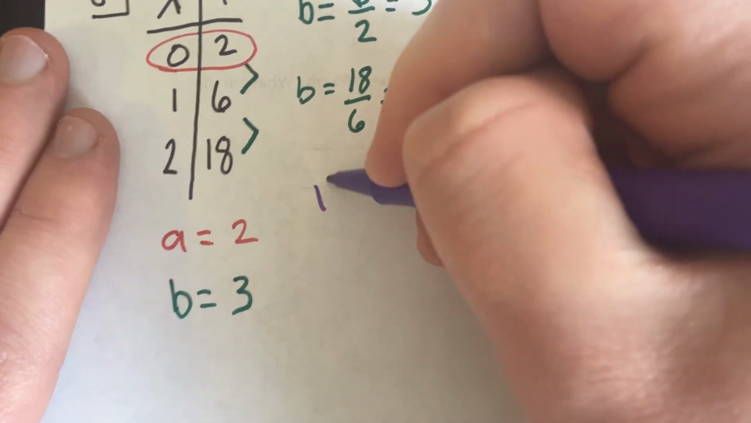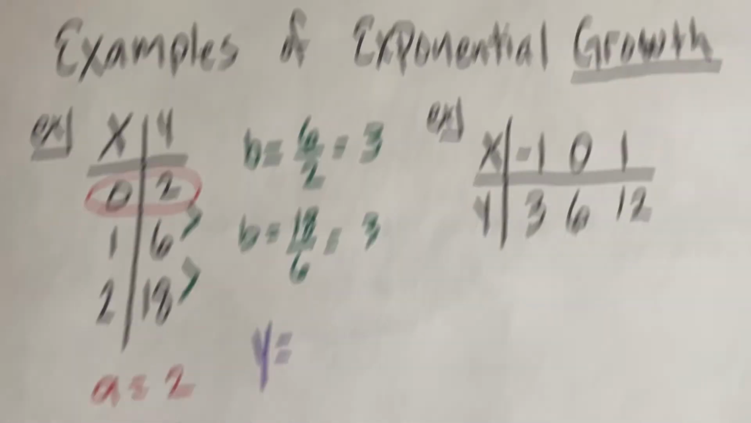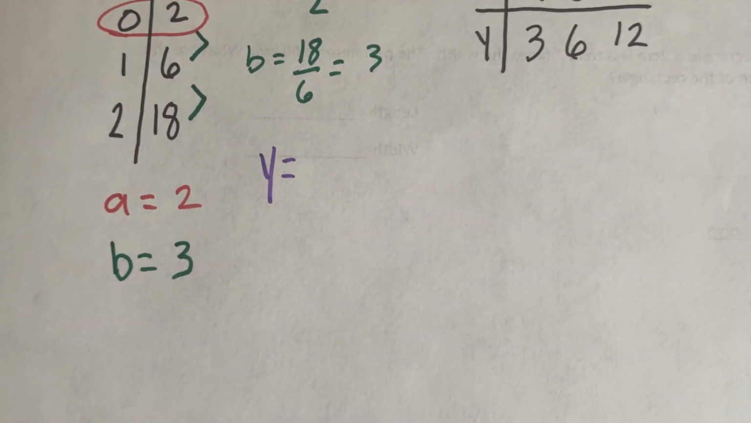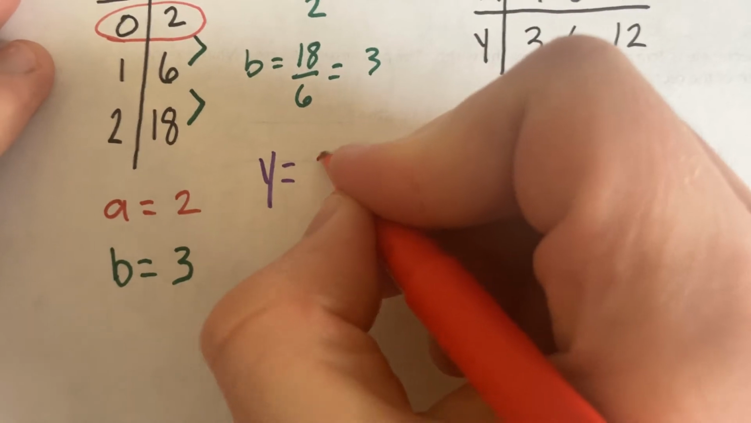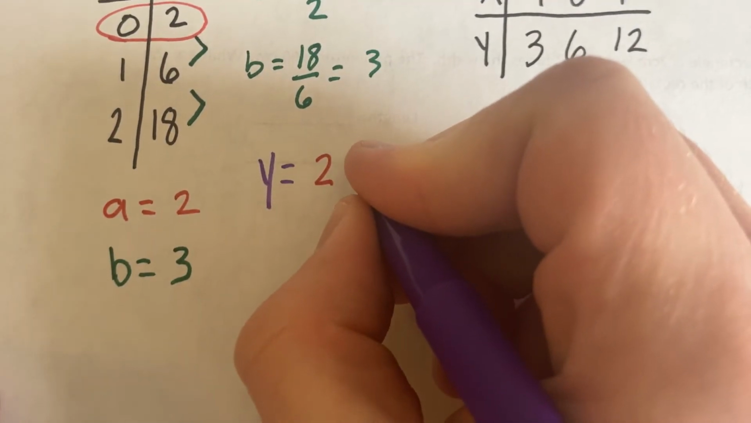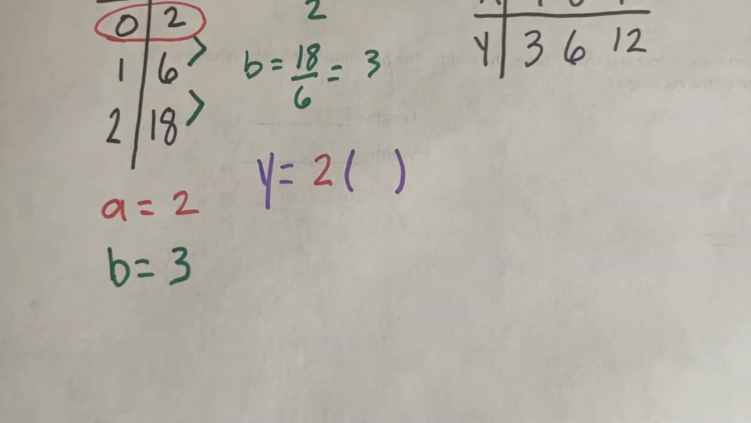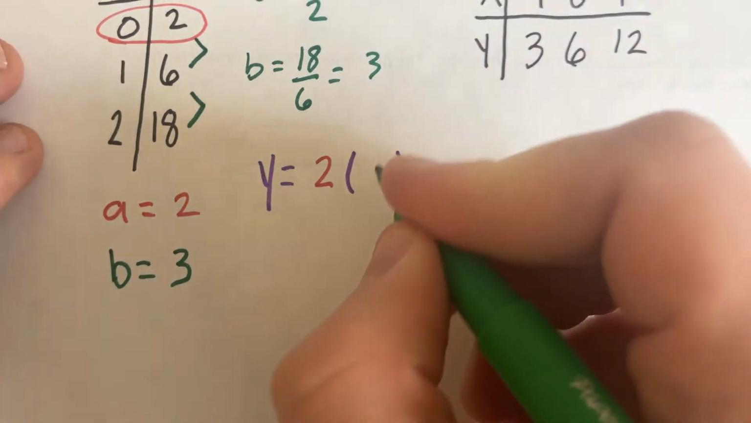So we have y equals, right? Oops, sorry. a times b raised to the x. Okay, so y equals this a value that I saw times, and if you want to put it in parentheses, I think it probably is going to help you out a little bit better to see it, times the b value being 3.